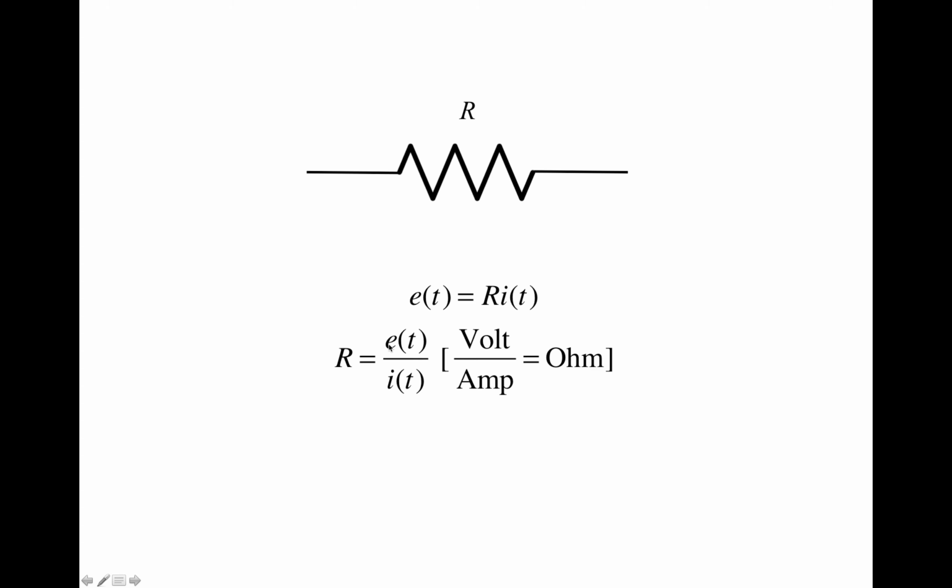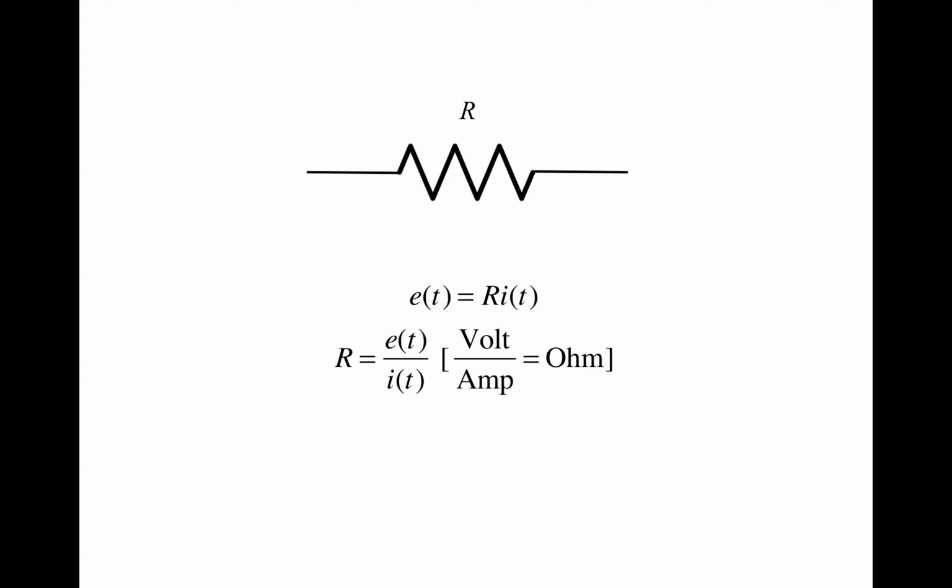If we divide the voltage by the current, we obtain the resistance R, and the unit is volt over amp, and it has a specific name known as ohm, right? So the unit of a resistance is ohm.